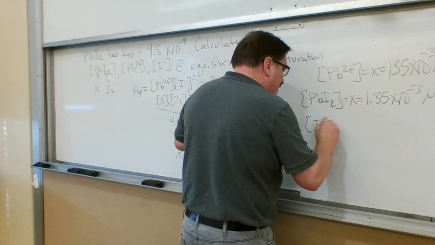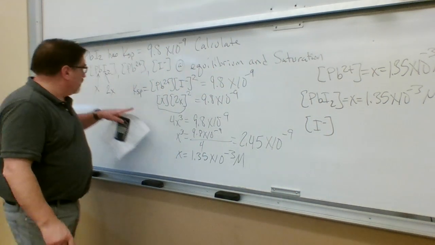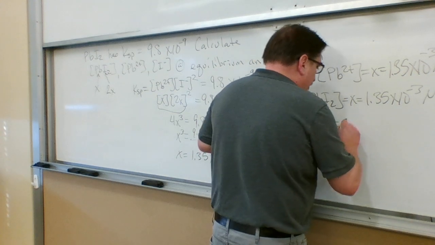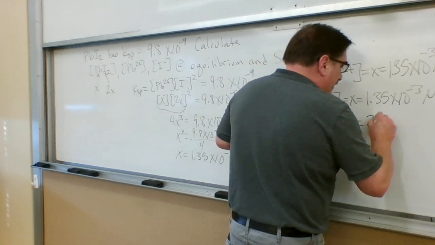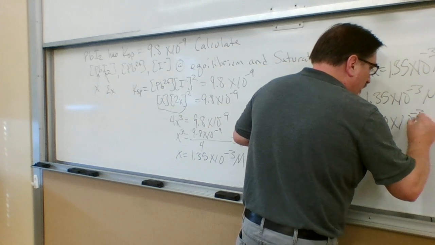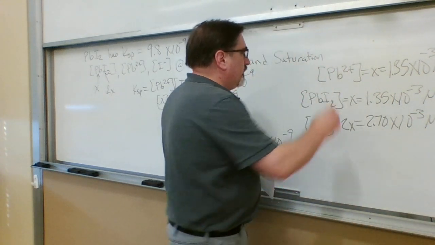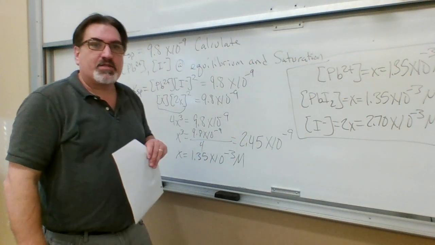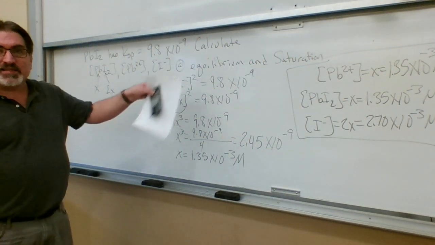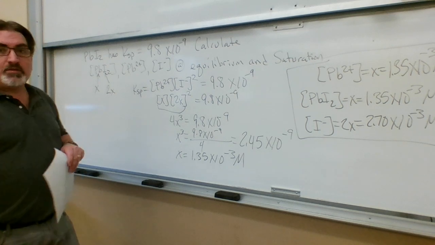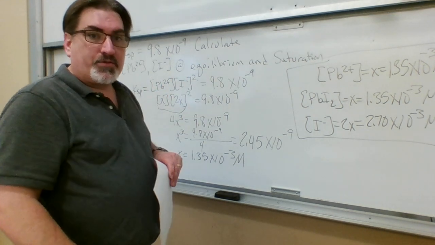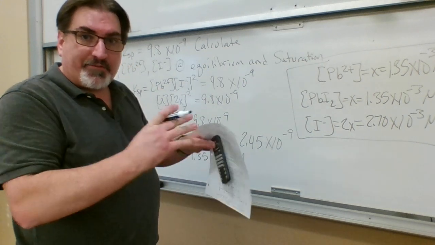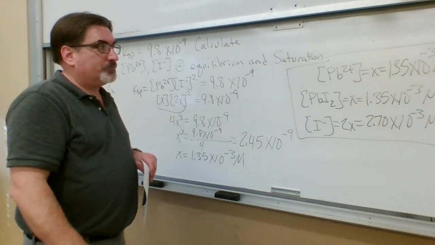Concentration of I minus, we said at the start, was 2X. So that would be 2.70 times 10 to the minus 3rd molar. So those are the numbers we were looking for. The concentrations of all of the species that exist in that solution from PbI2 saturating the solution. So that's about as involved as the straightforward KSP problems get. Good luck, folks.